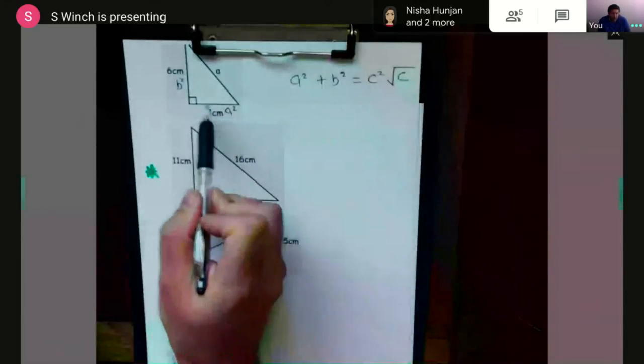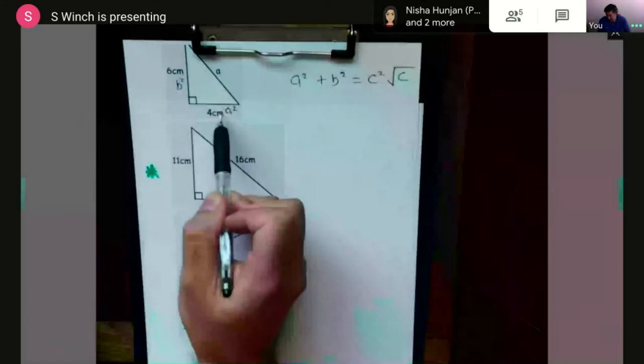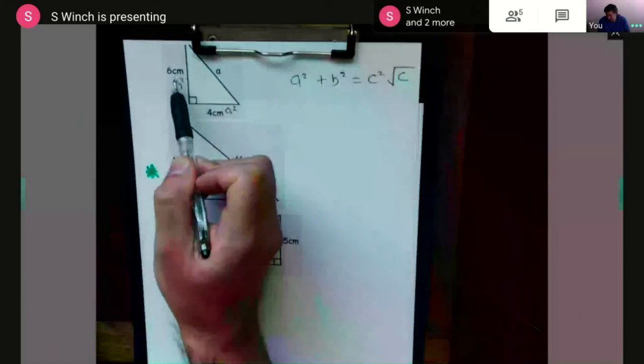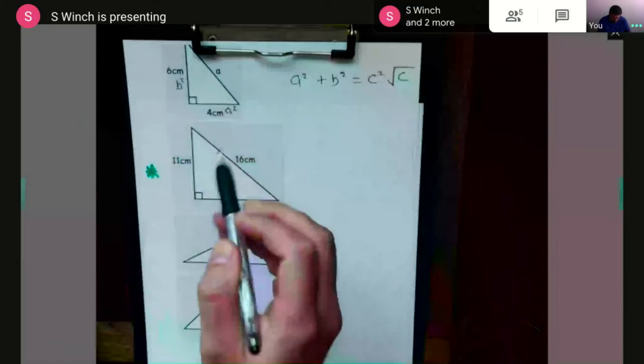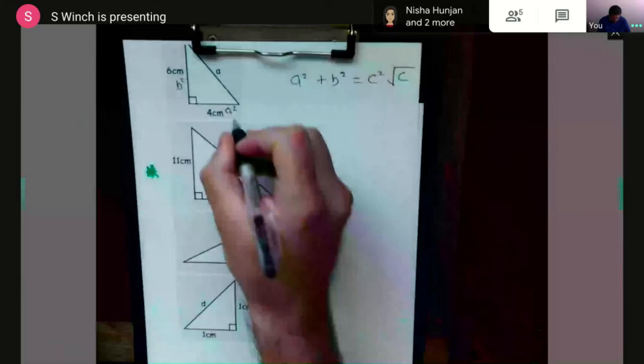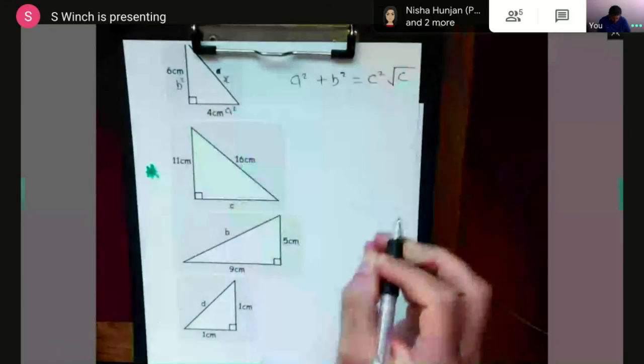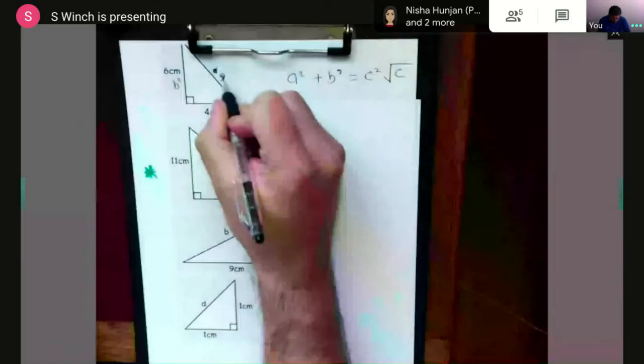There's no particular reason why I called that A or B. I like to think that the shortest side can be A, and then the second shortest would be B. But it wouldn't matter if you called that A or that B. There's no difference. And we're going to find out the length of this side. Let's call it C.